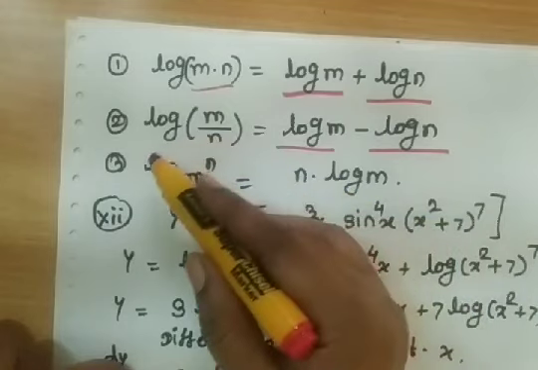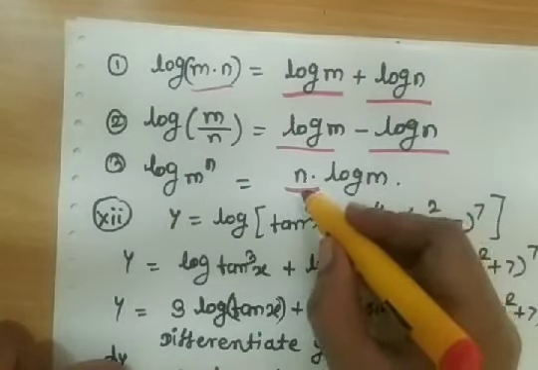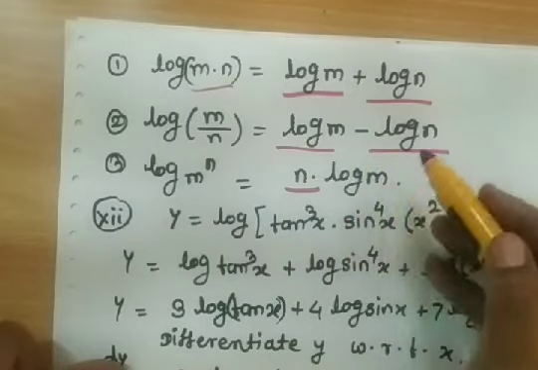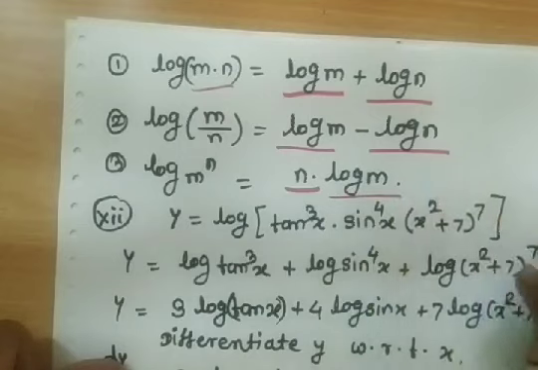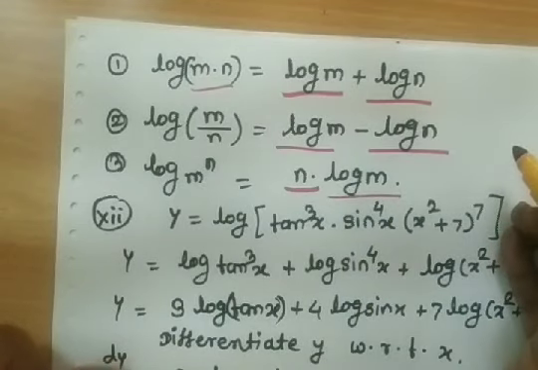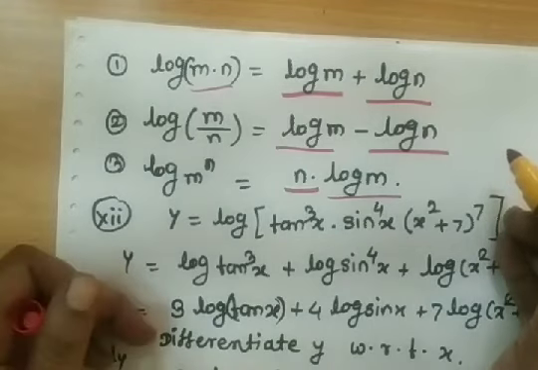log of m raised to n, the exponent n comes down in front, and it becomes n into log of m. These are some basic laws of the logarithms. Okay, students, you get it?